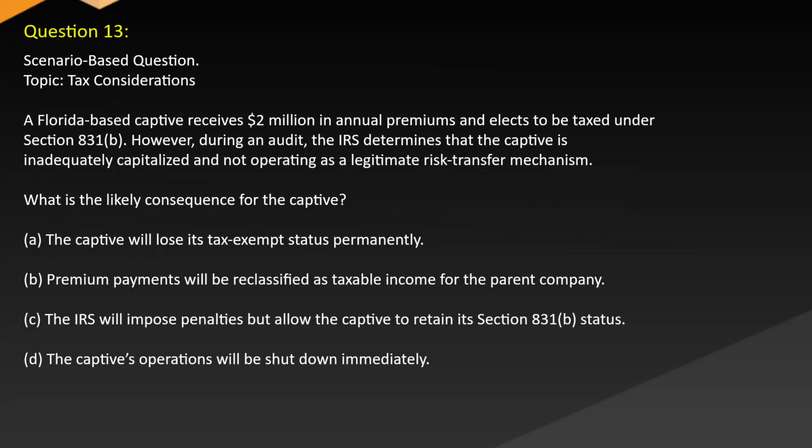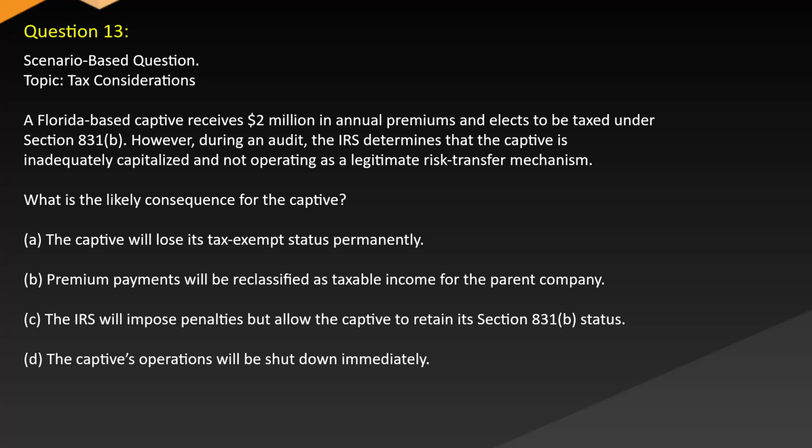Question 13, scenario-based question. Topic: Tax considerations. A Florida-based captive receives $2 million in annual premiums and elects to be taxed under Section 831(b). However, during an audit, the IRS determines that the captive is inadequately capitalized and not operating as a legitimate risk transfer mechanism. What is the likely consequence for the captive?